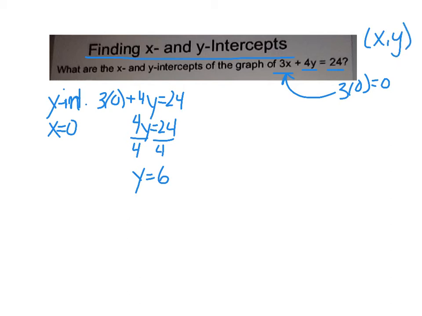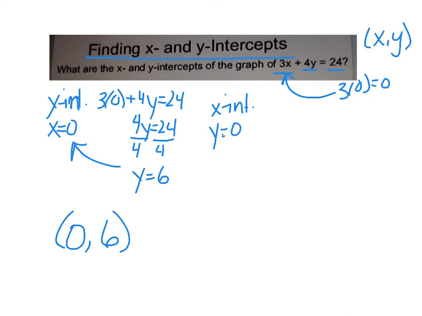Well, we said in our notes, and we have it over here, for the y-intercept, our x is always 0. So the y-intercept is (0, 6). Now over here, I'm going to find the x-intercept. In order to find the x-intercept, our y is 0. So I'm plugging 0 into that spot right there.